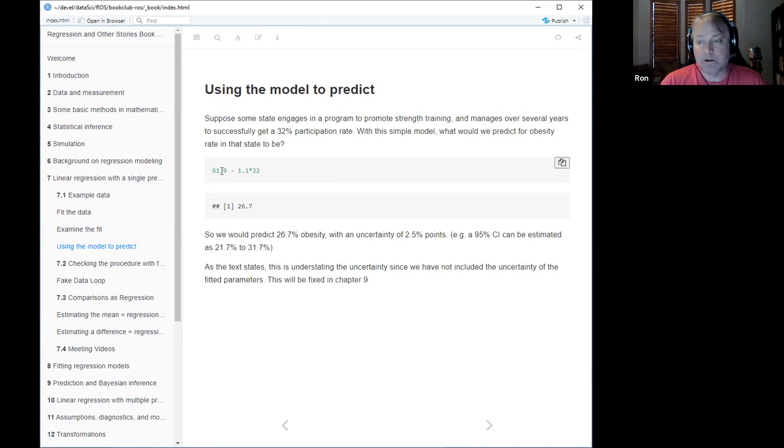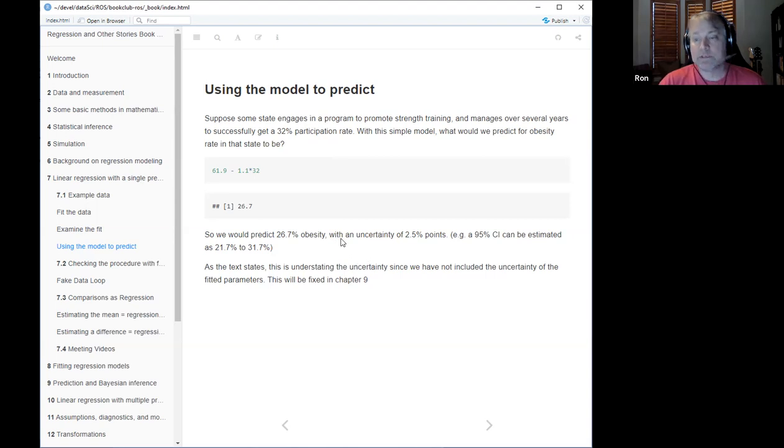Well, we just plug it into our linear model and we get 26.7% obesity, right? And again, there's a 2.5% uncertainty in that from our model. So that would give us a 95% confidence interval from 21.7 to 31.7%, right? Something like a 22 to 32% range prediction.